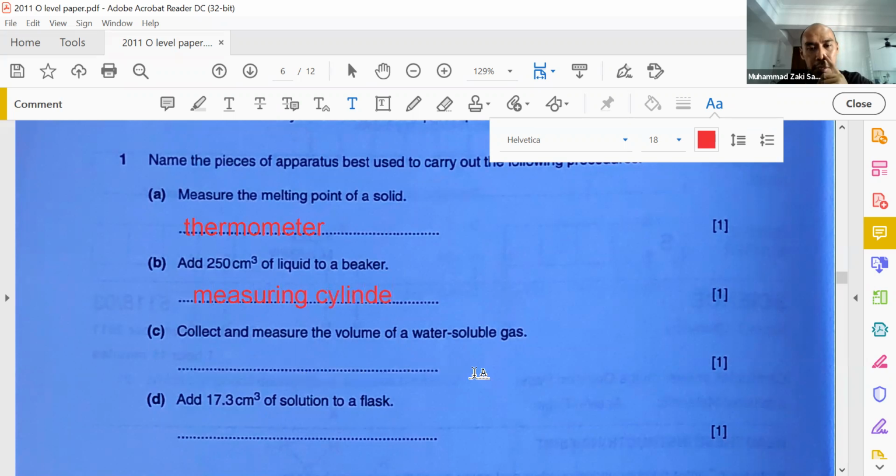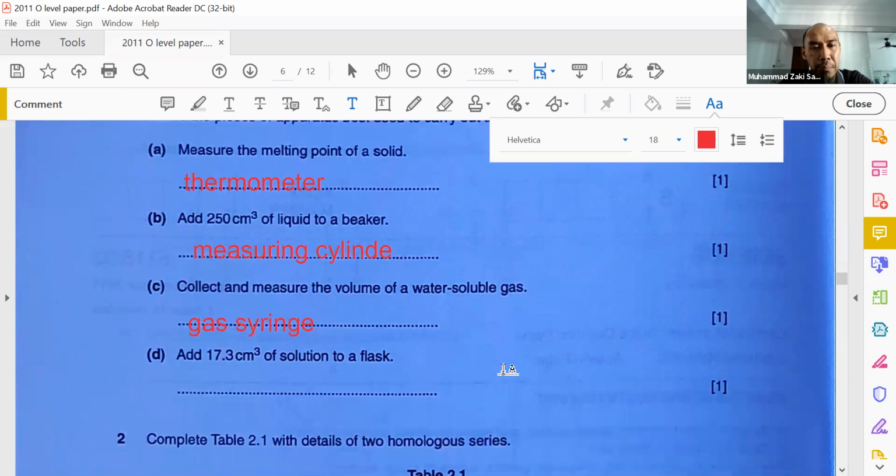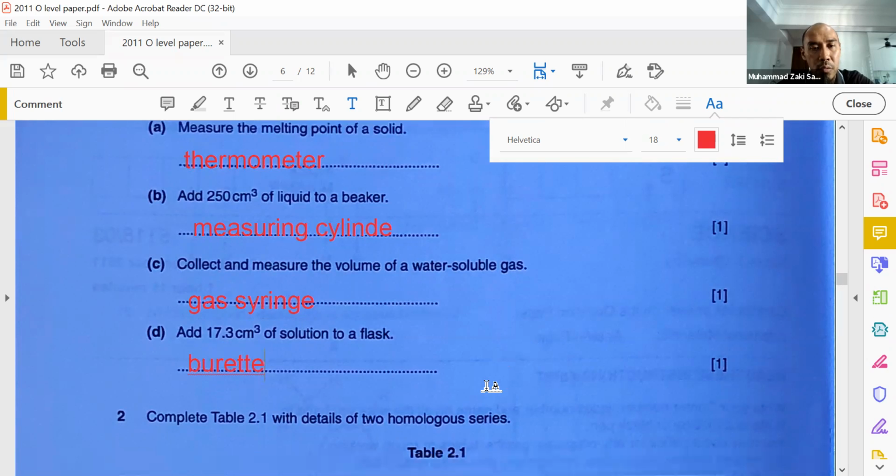Next question: collect and measure the volume of a water soluble gas. Pay attention to what gas it is here, so use a gas syringe. Lastly, add 17.3 cm³ of solution to a flask. 0.3, it's one decimal place, so you should use a burette, not a pipette. A pipette is only for an exact volume, usually 10, 15, 25, 20.